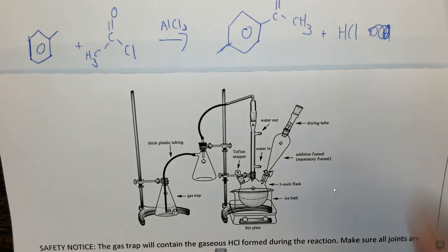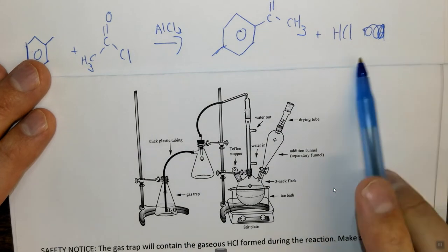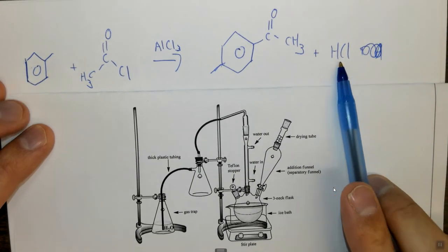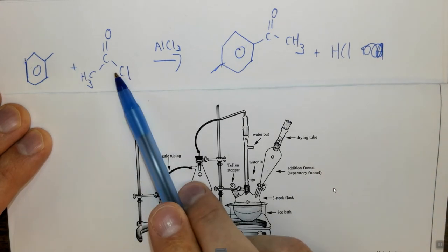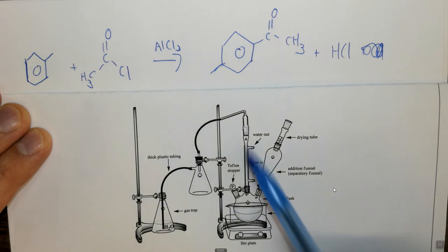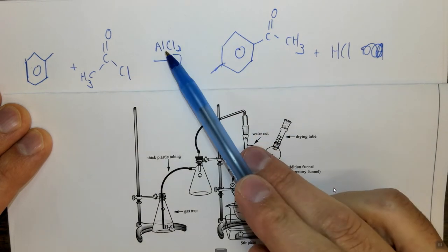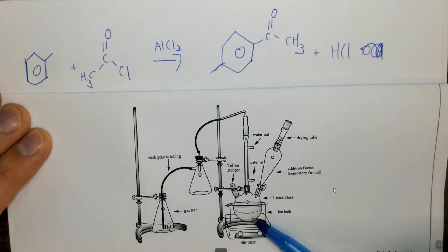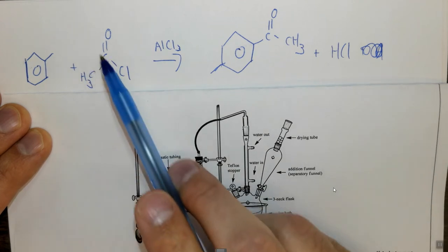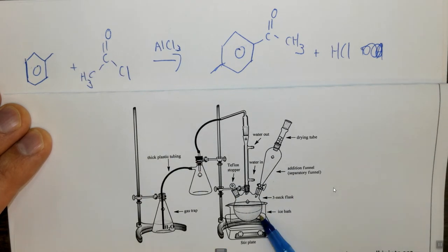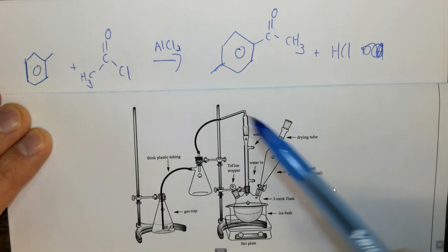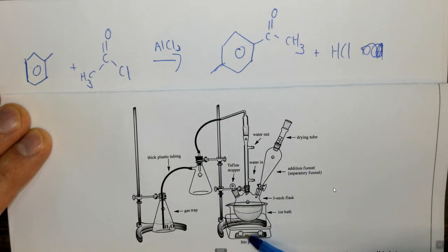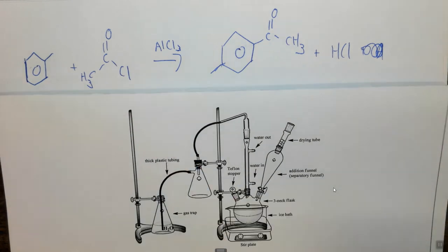Note that we're doing all of this using a gas trap because one of the products of the reaction is HCl. One last time, we're going to add this acetyl chloride in dichloromethane to the separatory funnel, and add it to the flask over 10 minutes. Then we're going to put this toluene in dichloromethane, and add that to the flask over 10 minutes after we've added the first one over 10 minutes. So I hope that's clear.